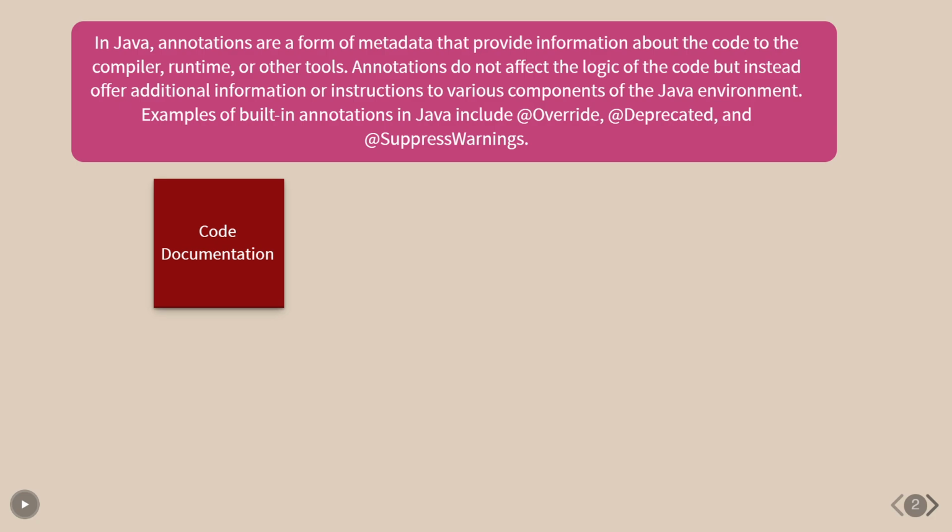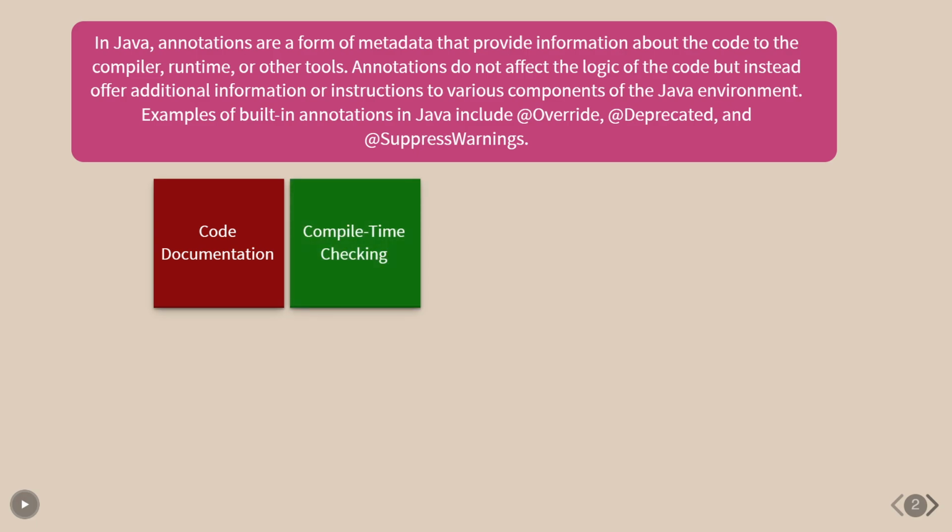Code documentation. Annotations can serve as a form of documentation, providing additional information about classes, methods, and fields. They offer a structured way to embed metadata directly into the code, making it more self-explanatory and enhancing code readability.